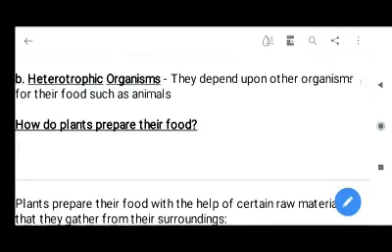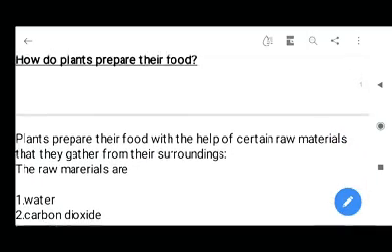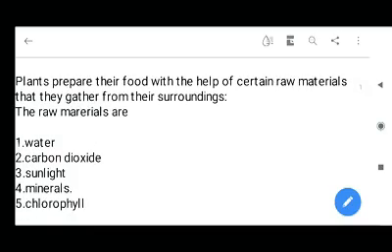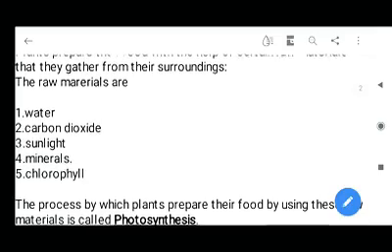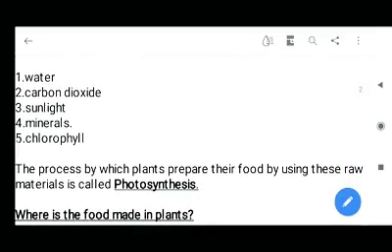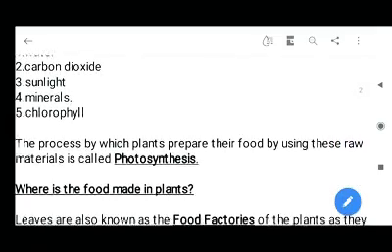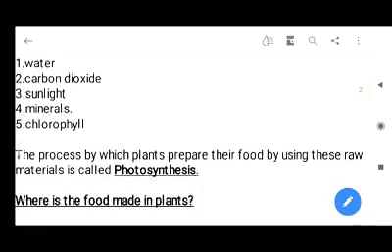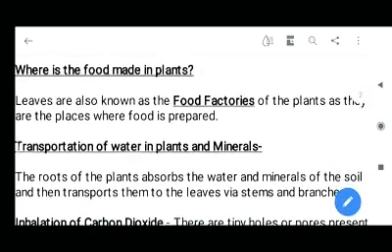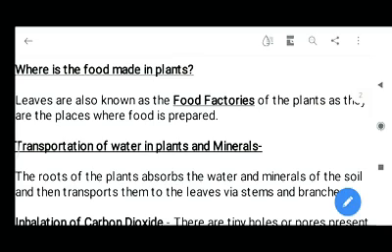Now, how do plants prepare their food? Plants prepare their food with the help of certain raw materials that they gather from their surroundings. The raw materials are water, carbon dioxide, sunlight, minerals, and chlorophyll. The process by which plants prepare their food by using these raw materials is called photosynthesis. Where is the food made in plants? Leaves are also known as the food factories of plants, as they are the places where food is prepared.